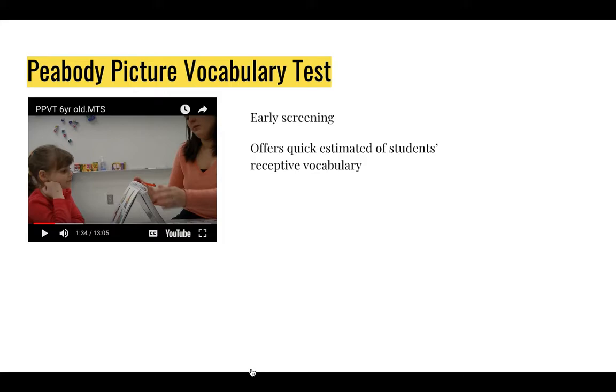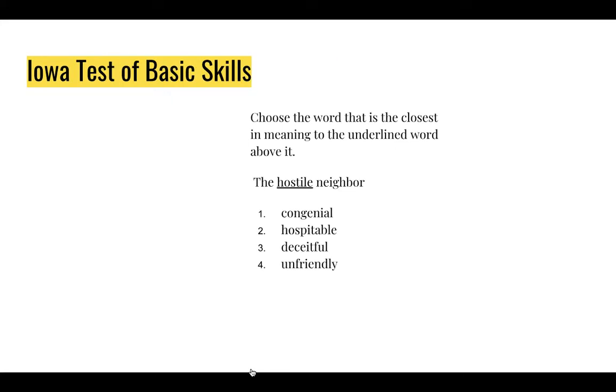So the Peabody Picture Vocabulary Test is one type of assessment of vocabulary. Oh, I don't know why you're not getting my picture.